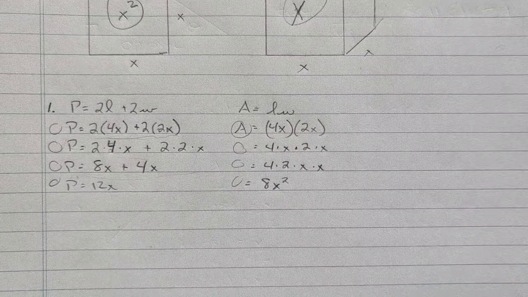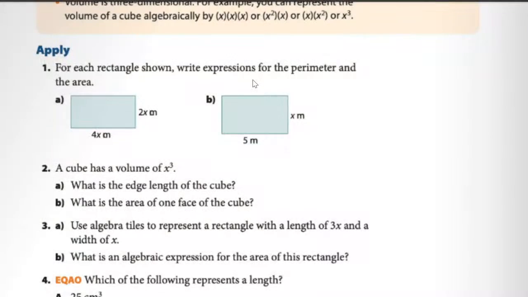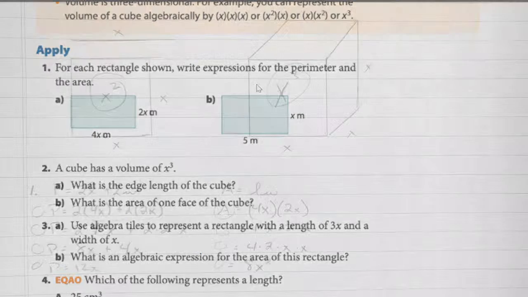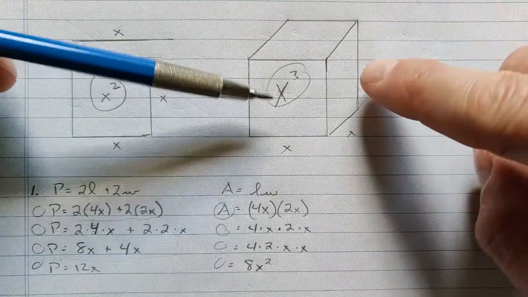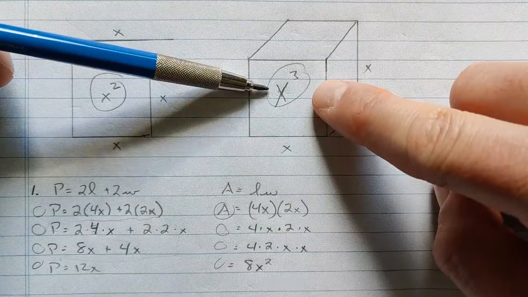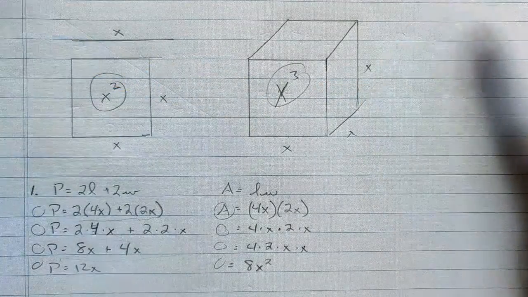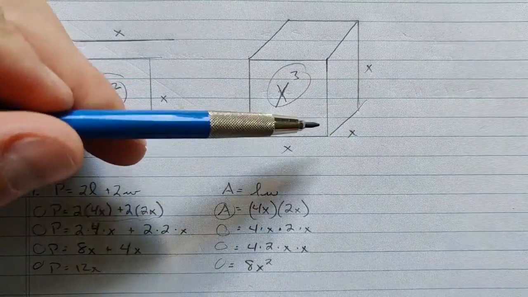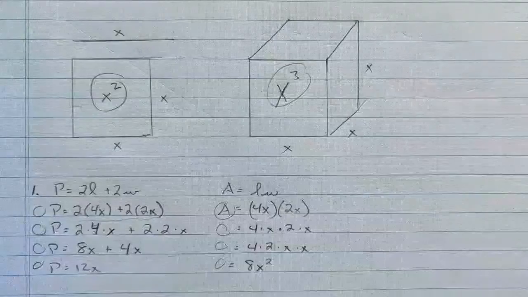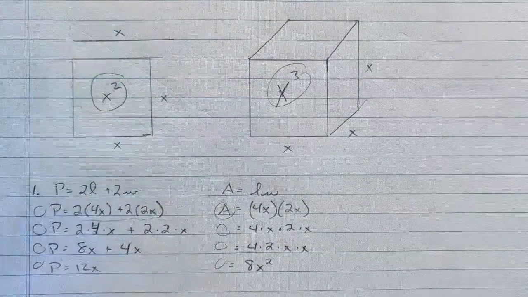In the case of question number 2, what we have is a cube has a volume of x to the power of 3. And it says, what is the edge length of the cube? Well, for that one, we can go right back to the diagrams that we drew earlier. So here's a cube that's got a volume of x cubed. And so all the side lengths would be simply x, because it's the length times the width times the height, so x times x times x. And that would give us our cube.